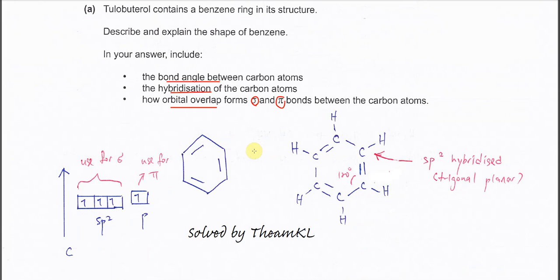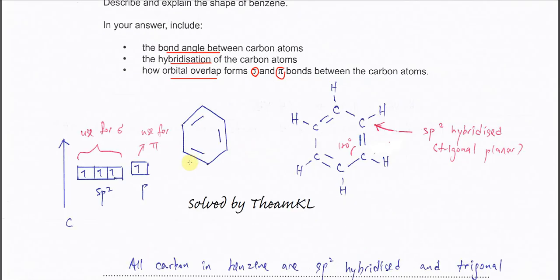Okay, so first you need to know the hybridization of the carbon in the ring is sp2. So it means one s orbital and two p orbitals will mix and undergo hybridization to form three identical sp2 orbitals. And it will form 1, 2, 3 sigma bonds. These sigma bonds are the sigma bond between the C and H, C and C, and another C-C.